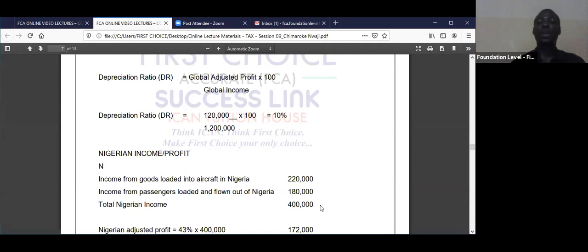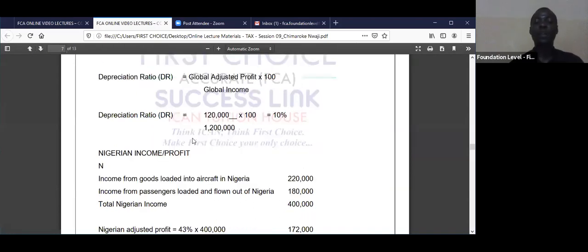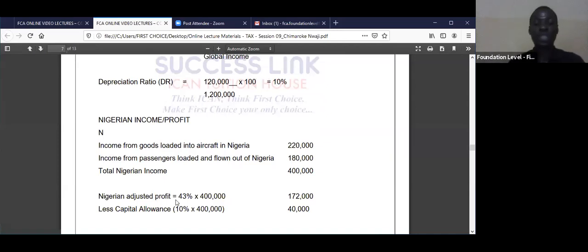So what do you do? If your adjusted profit for worldwide is 43%, maintain the same ratio. That means that your Nigerian profit must be 43% of Nigerian income, 400. So Nigerian adjusted profit must be 43% of Nigerian income. So you have it there as 172. Then you say if depreciation is 10% of the global income, that means depreciation, or capital allowance, as I wrote here, will be 10% of Nigerian income.